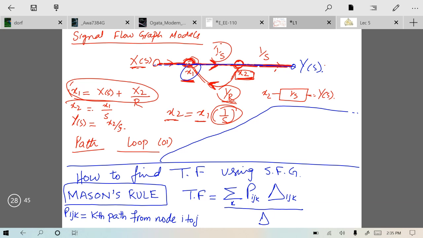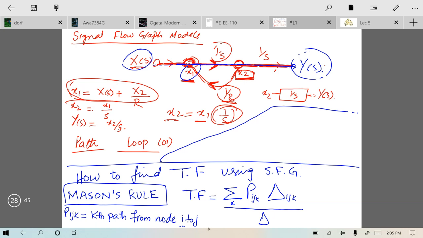However, if there were multiple paths from node i to node j, here node i is X(s) and node j is Y(s). So P_ijk is the kth path. k may be 1, 2, 3, or however many, it depends on the number of paths from one node to another. Kth path from node i to node j.